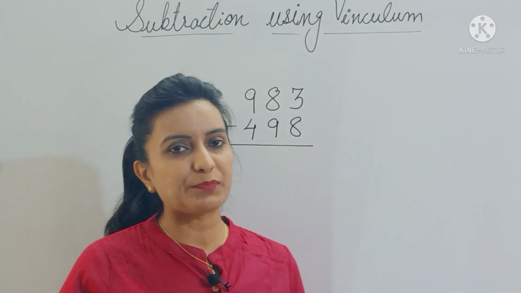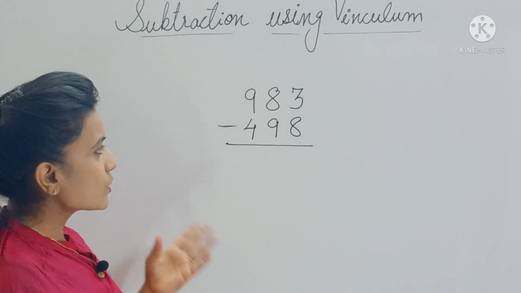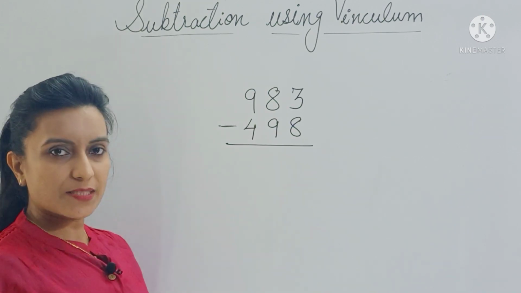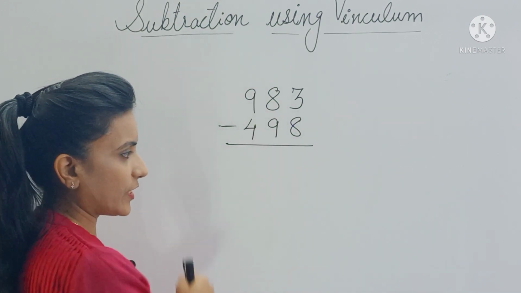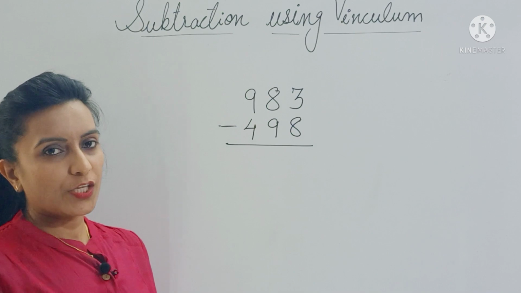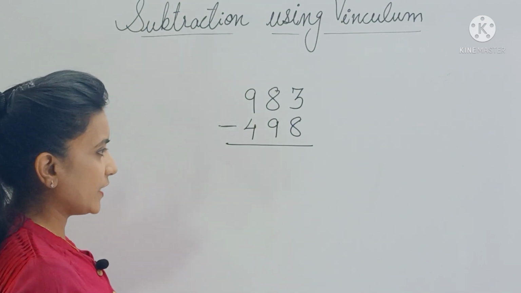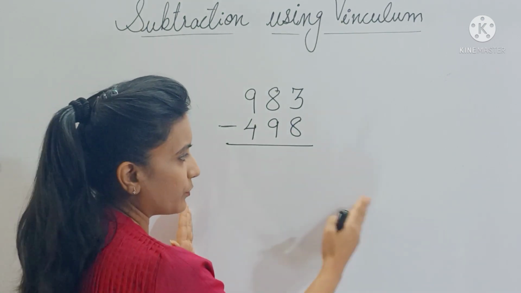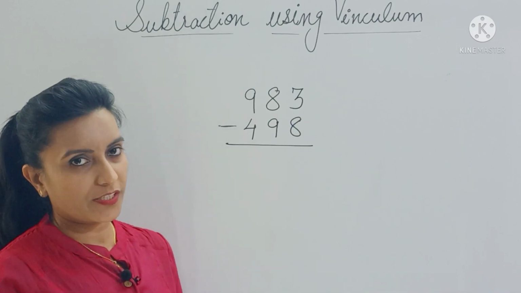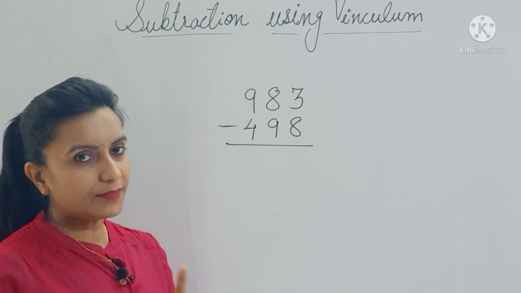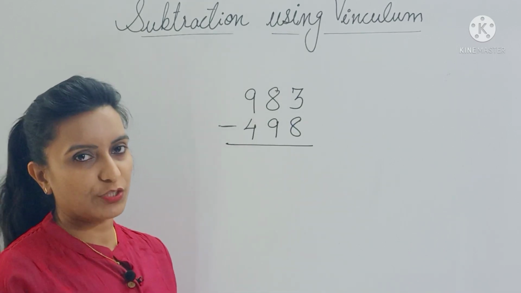First let's see what happens in the normal subtraction. So in the normal subtraction we start subtracting from right to left, right? But in vinculum you can subtract from any side. You can subtract from left or from right. So that's the first point. Or you can say that's the benefit number one of using vinculum.